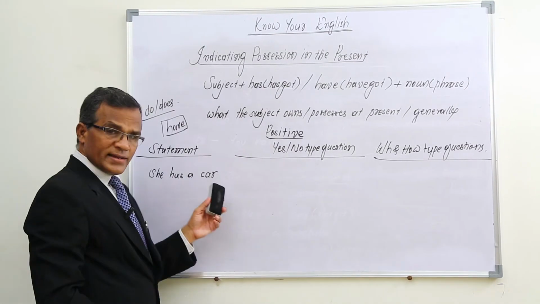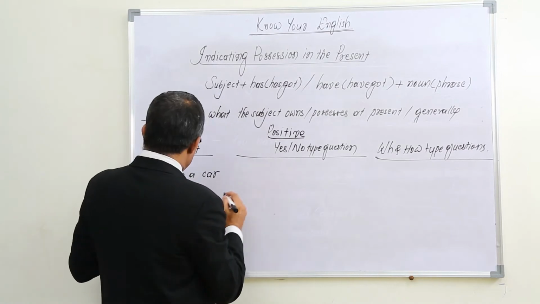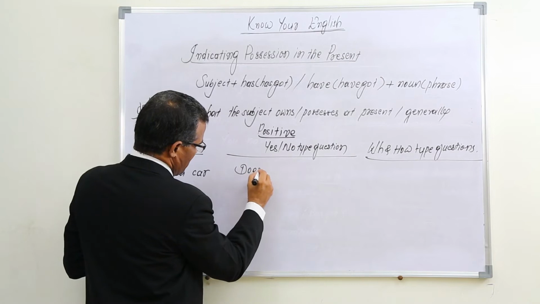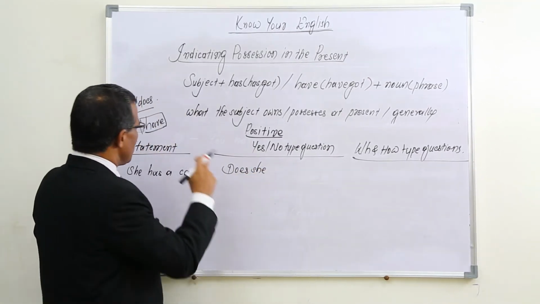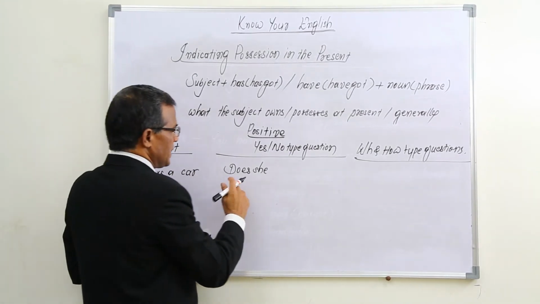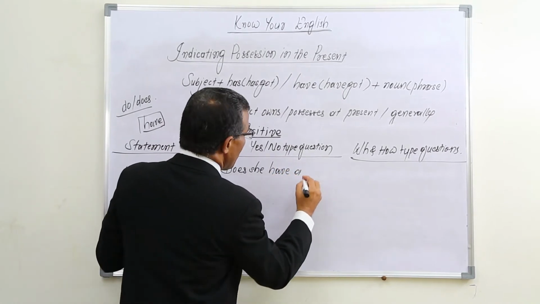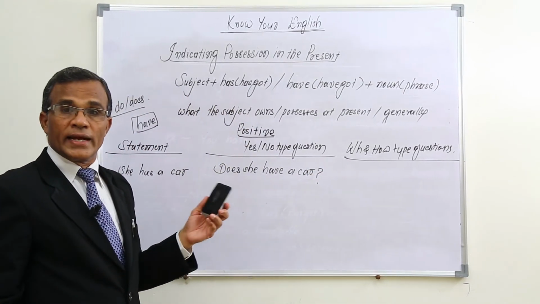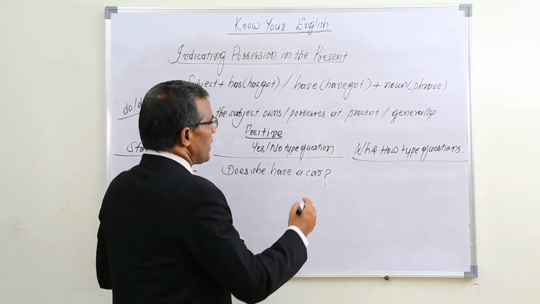Okay, she has a car, for example. As she is singular, I use does. Then the subject is she, does she. And after that, what we have to take is only have. Does she have a car? Does she have a car? Whether she has any car like that, we are asking. Does she have a car?